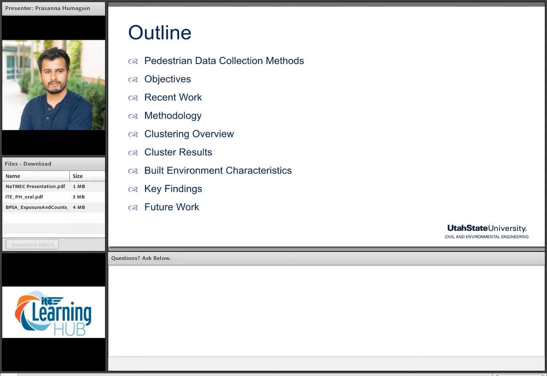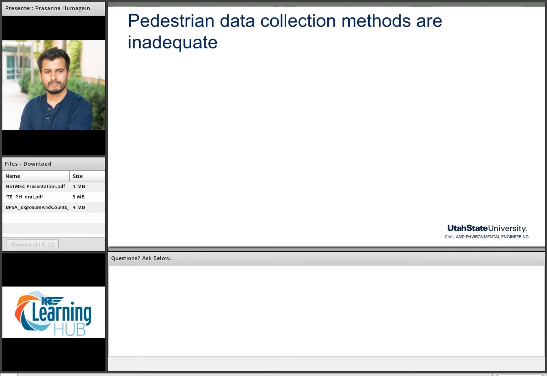So in the following presentation, I'm going to start off with an introduction to existing pedestrian data collection methods and the objectives of the study, and then move on to the methodology and how we were able to form typologies based on clustering, the impact of built environment characteristics, and finally conclude with the key findings and work to be done in the future.